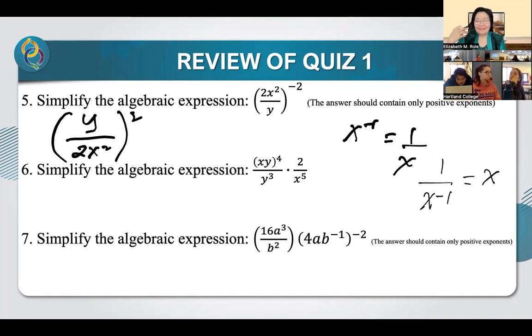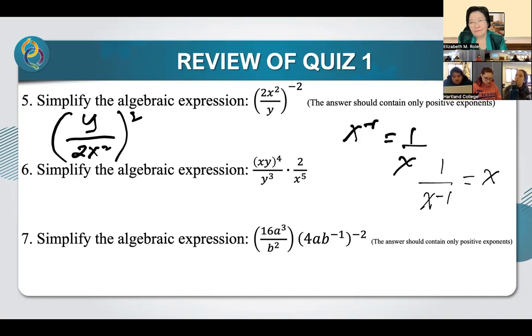So you're saying if you switch the fraction, the exponent becomes positive. Yes. So it's actually following the rule. x to the negative 1 is 1 over x. 1 over x to the negative 1 is equal to x. So switch the position to make the exponent positive. So 2x squared over y raised to the negative 2 is the same as y over 2x squared, and now the power becomes positive 2.